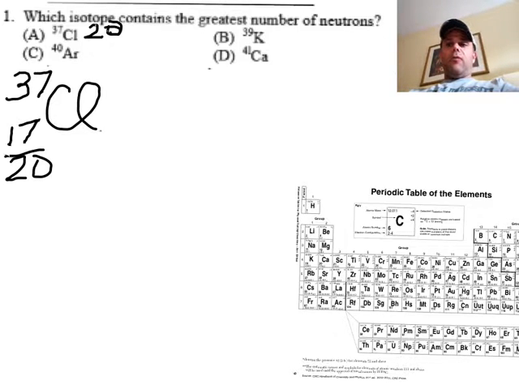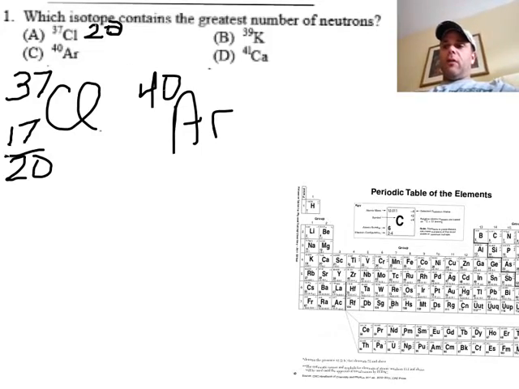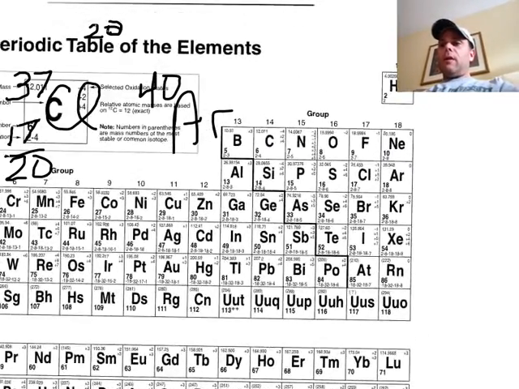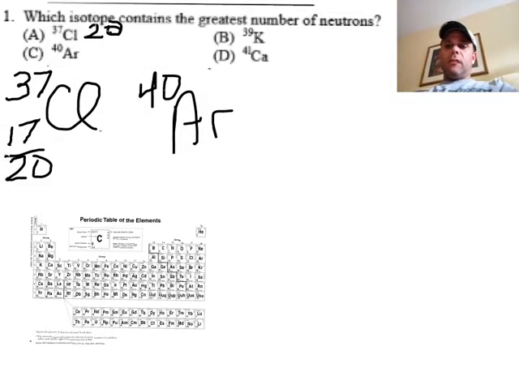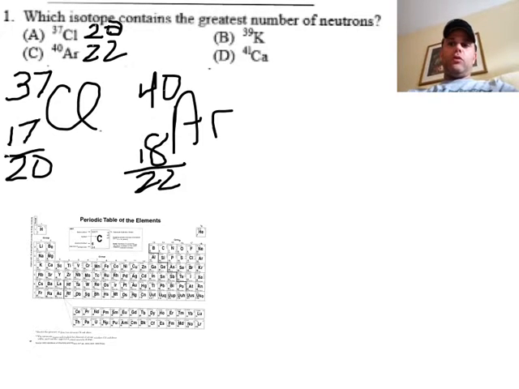All right. Now for argon. Argon with a mass of 40. Let's find argon. There she is on the far right. Argon has an atomic number of 18. So using the same logic, we put an 18 here. So what is the difference between 40 and 18? And that is 22. So that's 22 neutrons.